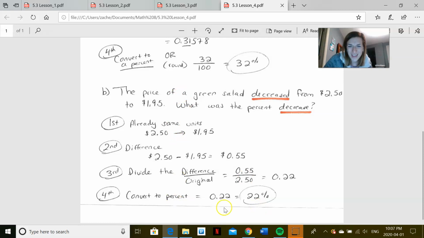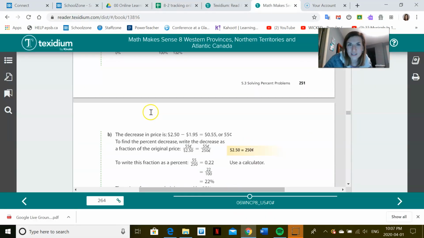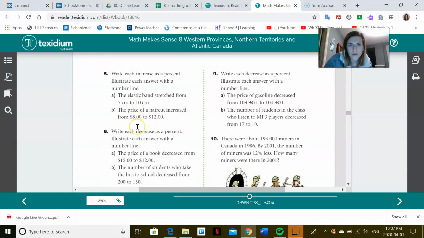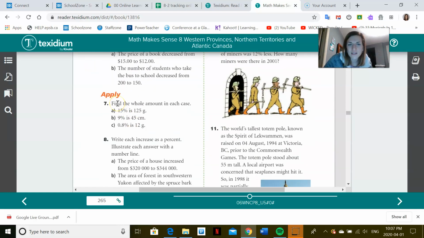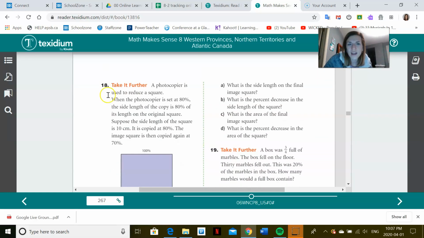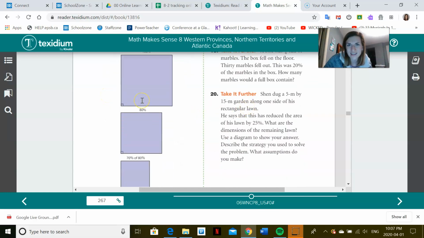Okay, so those are a couple examples in your textbook today just to start you off. As far as the practice goes, today you're going to do all of the check questions. So there's 4 of them, 1, 2, 3, 4. And then there's some apply questions. So I'm going to try to follow a similar format that we did in class. So I'll let you pick 3 different apply questions. And then I'll let you pick 1 take it further question. And there's 3 of these at the end.